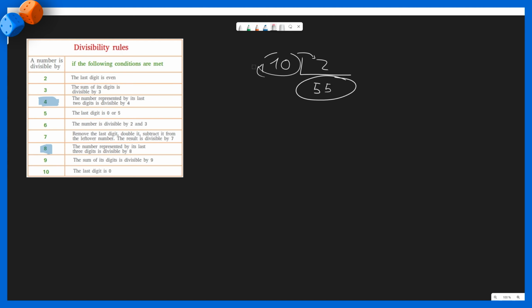Now, what are the most important rules for divisibility? I will show you all the divisibility rules from 2 to the number 10 and teach you an alternative way to see if a number is divisible by 4 and by 8. Okay, let's start with number 2.